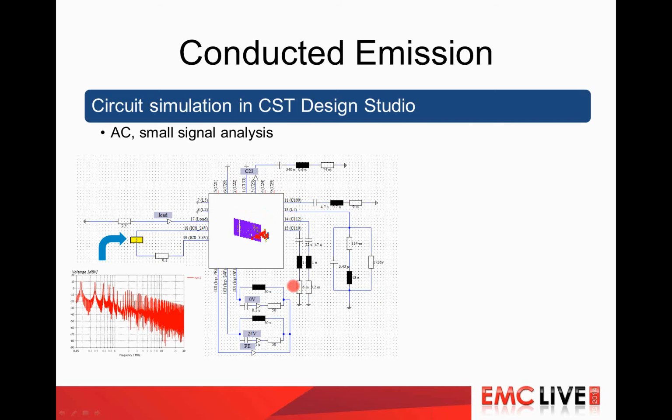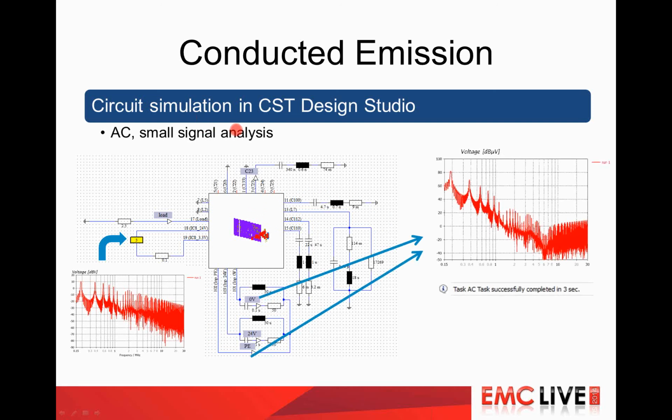And here are some elements that are placed close to the voltage regulator, while at the bottom here, what we see are the line impedance stabilization networks that are used to measure the conducted emission. And when I run the AC small signal analysis to obtain basically the conducted emission voltage, it is very, very fast. As you can see here, this type of analysis on the circuit level just takes 3 seconds.